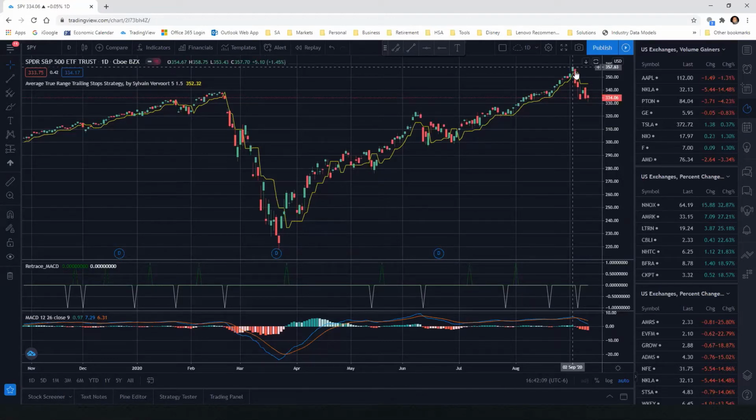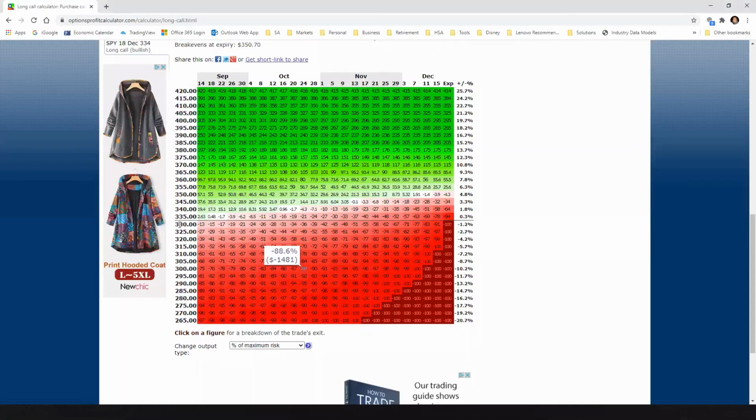So if it has to go to 357, and that is what we're hoping for, let's go back to our options here and say, right now I'm at 335. I'm hoping for it to go back to 357, we say. Let's say this takes a few days into somewhere mid-October, right?